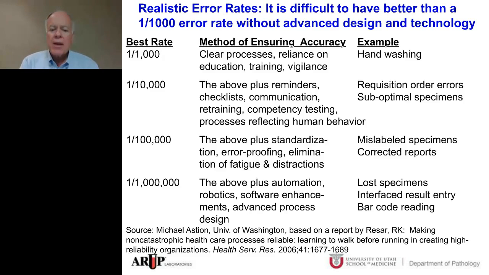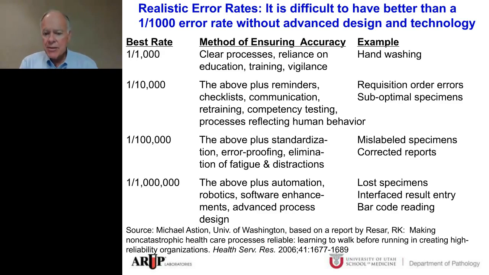So that's an example of a process that maybe achieves the 1 in 1,000 error rate. And then there are some examples of things that are at the 1 in 10,000 error rate, for example, requisition order errors or suboptimal specimens. There are some examples of measures that are at the 1 in 100,000 error rate.